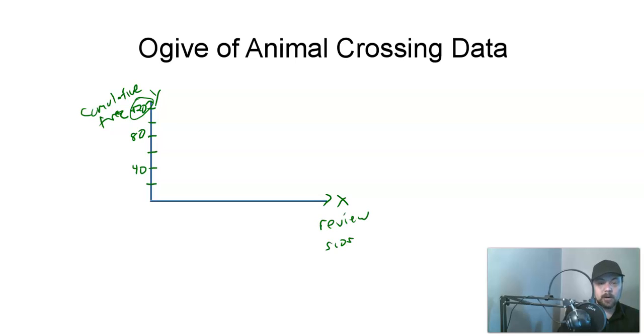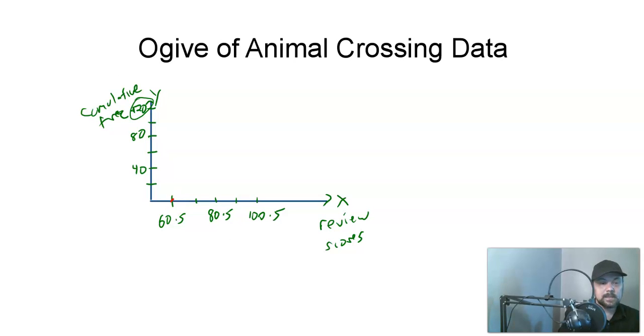But we want to mark the boundaries, not the midpoints this time. And so we're going to start with, and we don't need to leave any space before or after this time, 60.5. That'll be at 0, right? The frequency for that will be 0. And then we'll go 70.5, 80.5, 90.5, 100.5, right? And that's going to give us our 5 points. So we'll plot these points.